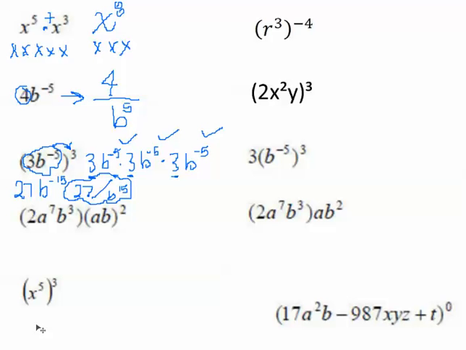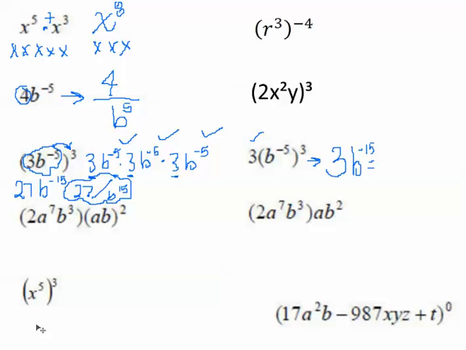How about when the 3 is on the outside? Do you notice that the only difference between this one and the one we just did is the 3's on the outside? So I'm not going to redo the whole thing. I'm going to say, okay, that 3 only happens one time. It's not going to have a 27 in the front. And b to the negative 5 to the third is b to the negative 15.